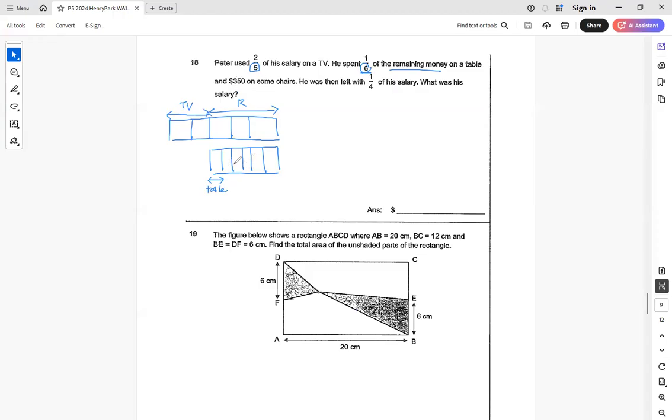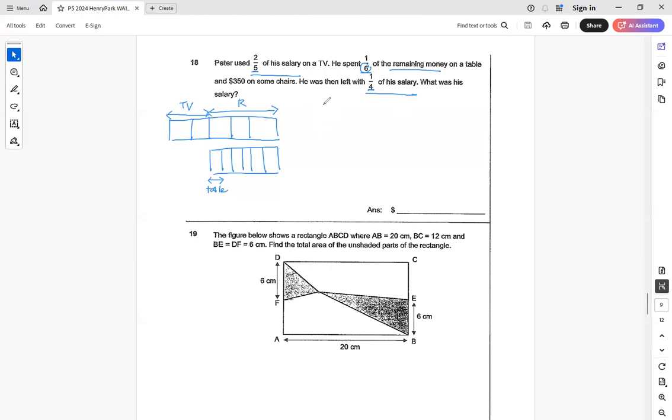Oh no, I don't know how to label this $350. So I'm going to put this one aside first. Then we continue reading. He was then left with 1/4 of his salary. So right now, how are we going to label this 1/4? So we go back to the first sentence. It tells us that Peter used 2/5 of his salary at first. So the total, the denominator is 5, right? Now, in the end, he was left with 1/4 of his salary. Now the denominator is 4. You realize that both are of his salary, but the denominator is different. One is 5 and one is 4.